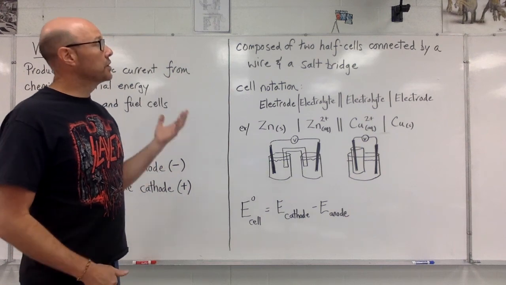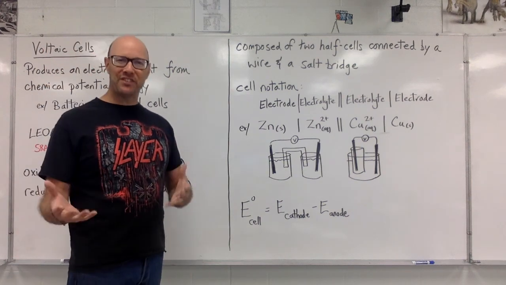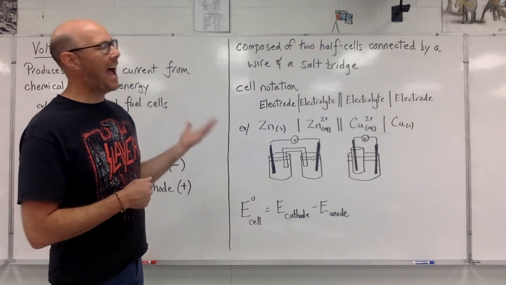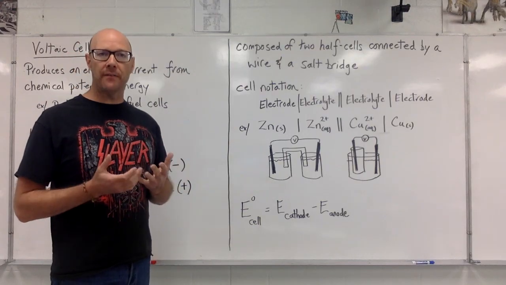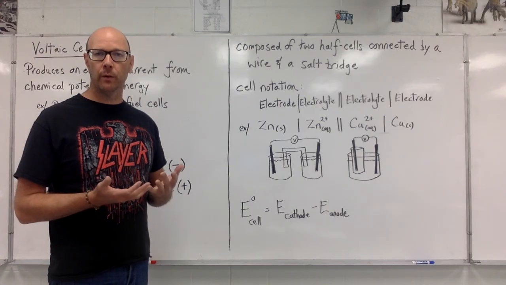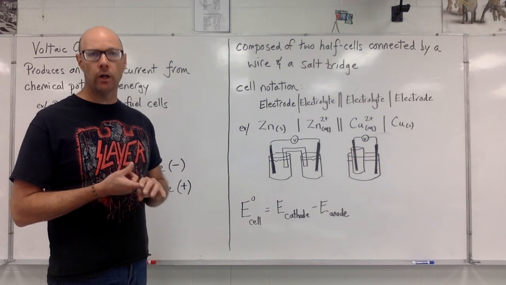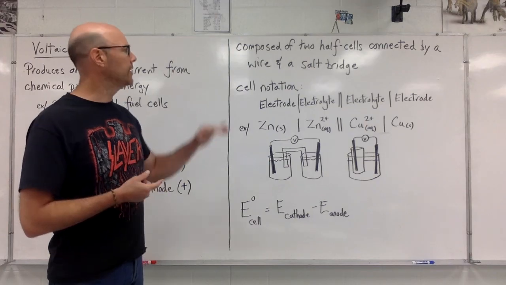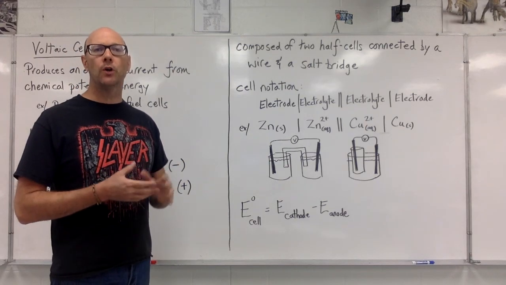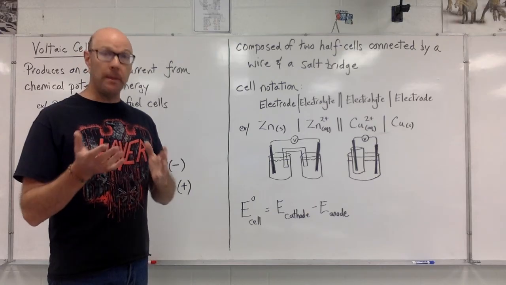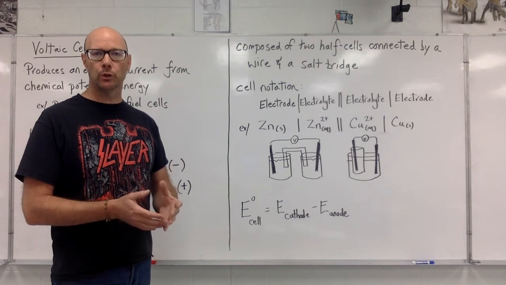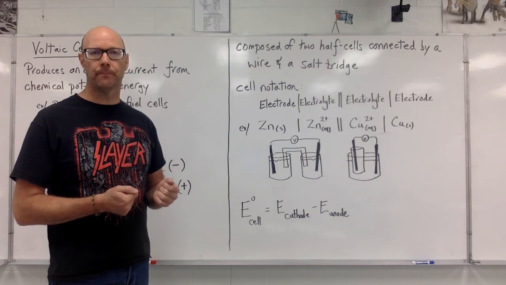A voltaic cell is composed of two half cells. Just like we have half reactions, now we're going to talk about half cells. These two half cells, they're connected in a couple of different ways. They're connected by a wire to allow the transfer of electrons. And there's also this thing called the salt bridge. That maybe makes you think of table salt or something like that. It's really an ionic solution that is the salt bridge.